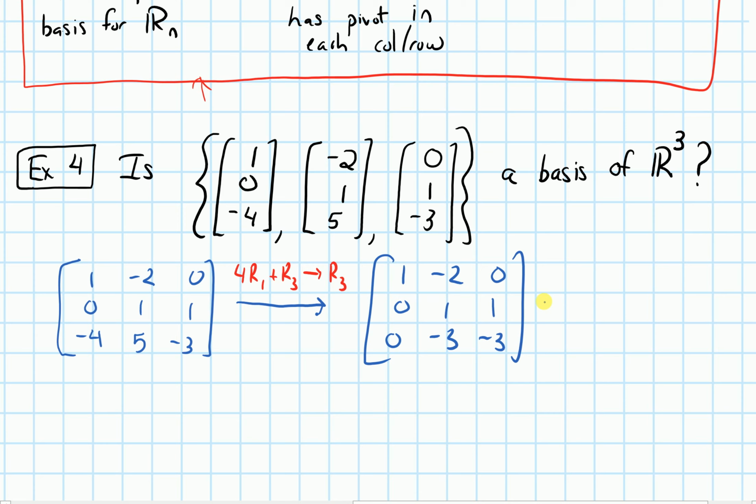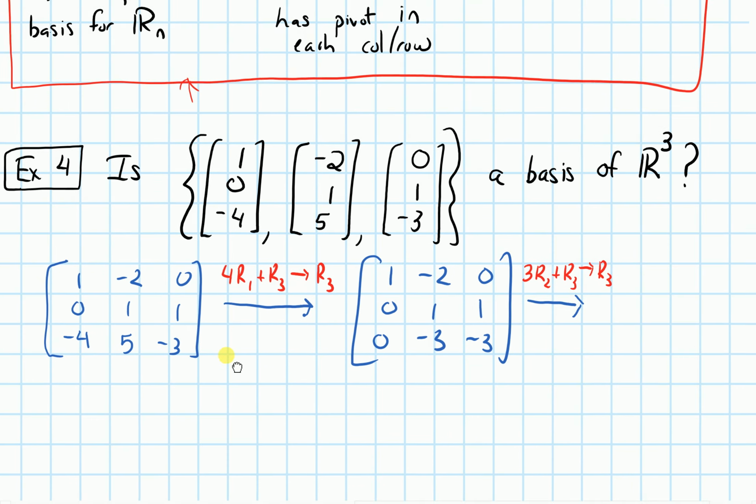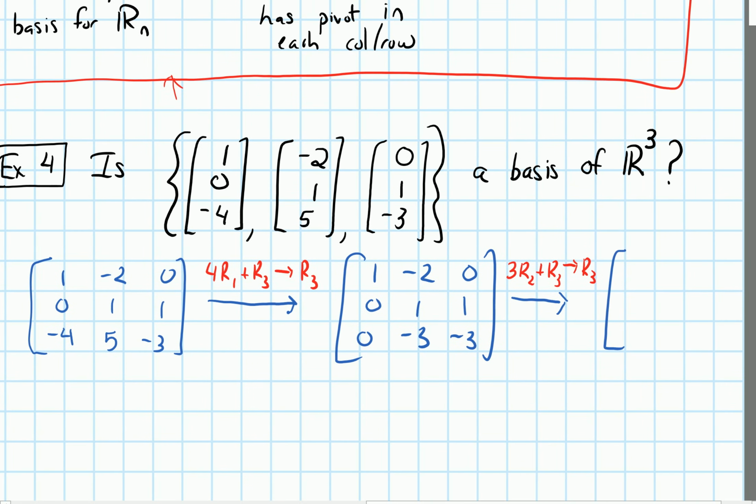And now there's just one more row operation that I need to do. I would do 3 times the second row and add that to the third row, and substitute into the third row. The first 2 rows stay the same: 1, negative 2, 0, 0, 1, 1. But the third row now changes. The third row actually becomes all zeros.